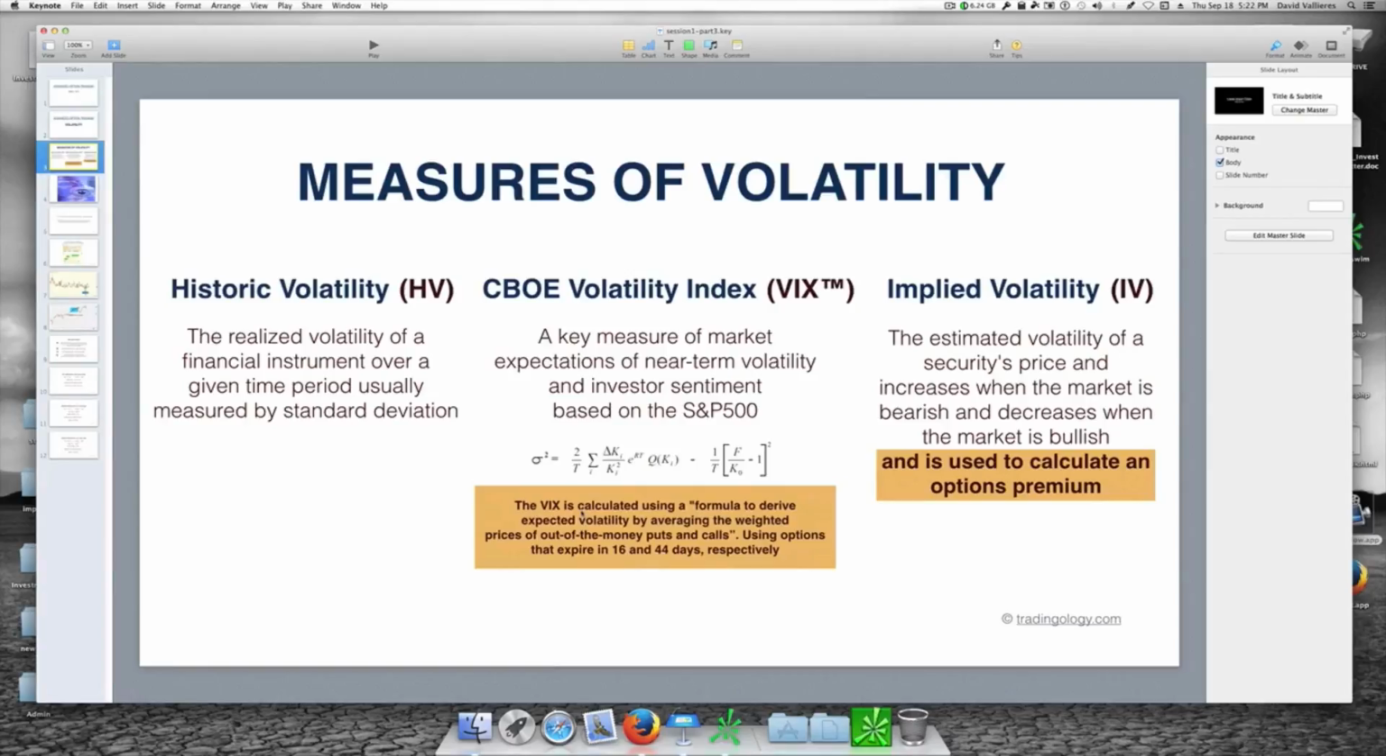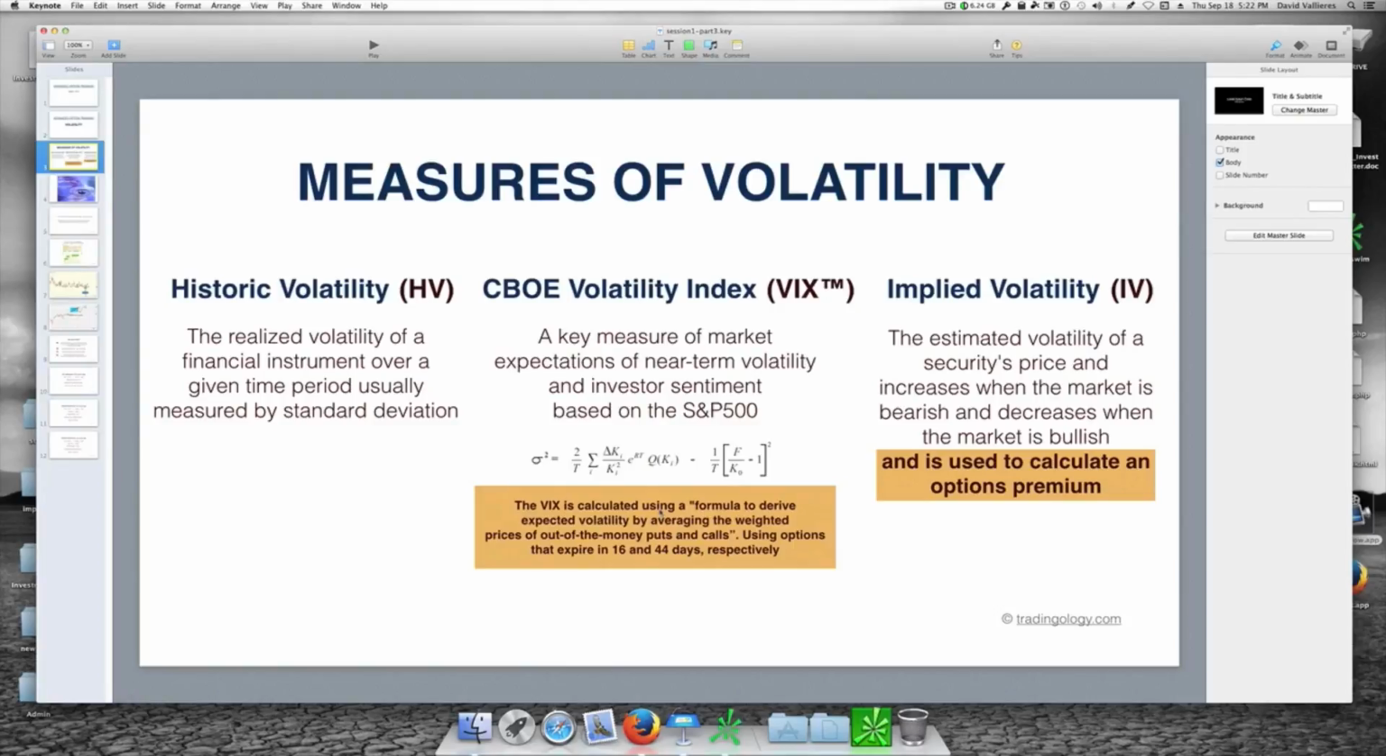And so the VIX is calculated, and I quote here, using a formula to derive expected volatility by averaging the weighted prices of out-of-the-money puts and calls using options that expire in 16 and 44 days respectively. Now, what that means is that they're looking at the S&P 500 stocks, and they're basically looking at the prices of those out-of-the-money puts and calls.